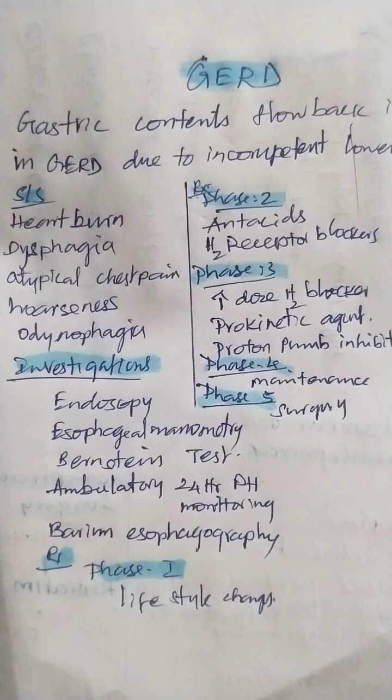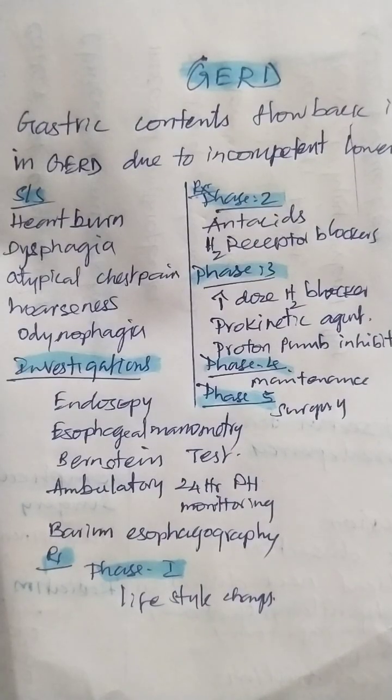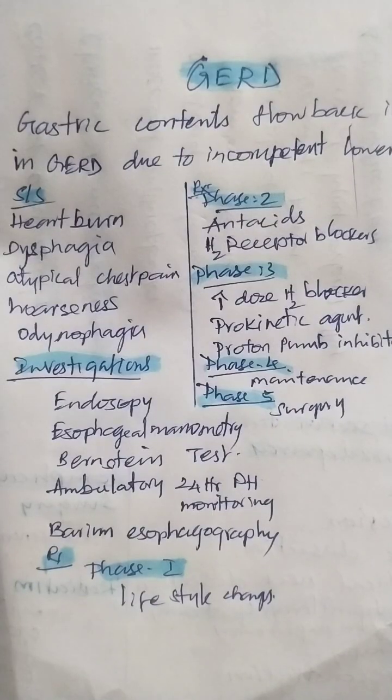Number 3, bland diet. Avoid garlic, onion, peppermint, fatty foods, chocolate, coffee, even decaffeinated coffee, citrus juices, colas and tomato products. Number 4, avoid overeating, which causes LES relaxation. Number 5, no tight fitting clothes. Number 6, weight control. Number 7, smoking cessation. Number 8, reduce alcohol.